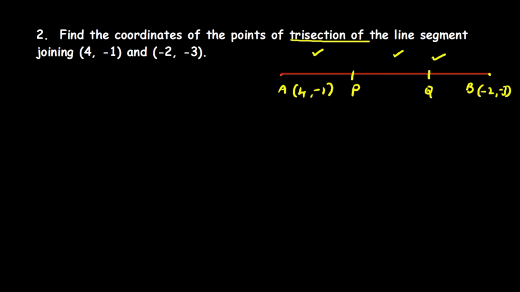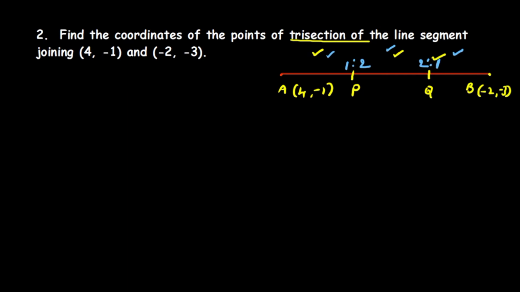So then this ratio is 1:2, P is a point that divides in the 1:2 ratio. Now if you observe, Q has 2 parts on this side and only one part on that side, so it is 2:1. So the trisection points are the points on a line segment that divide it in the ratio 1:2 and 2:1.